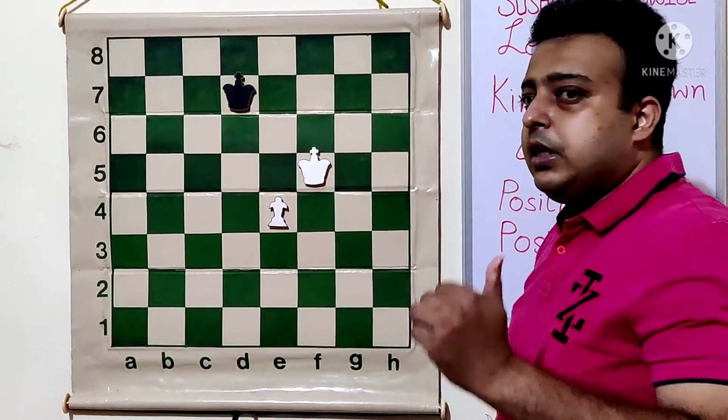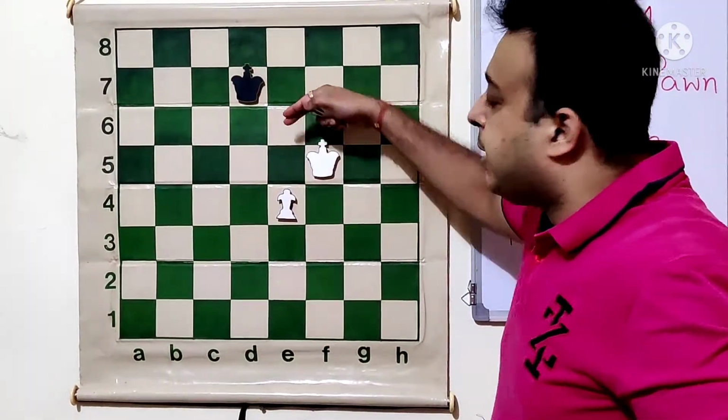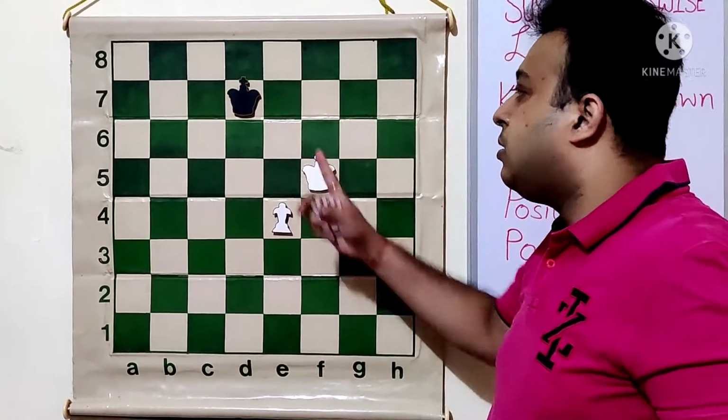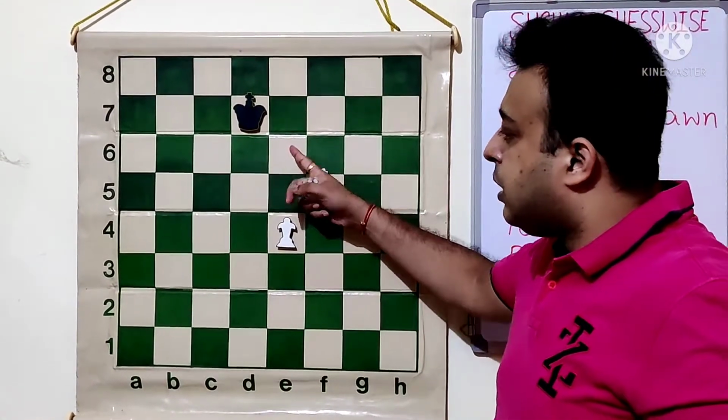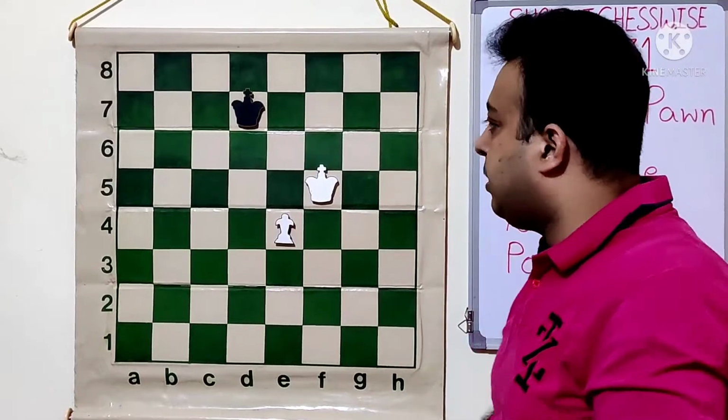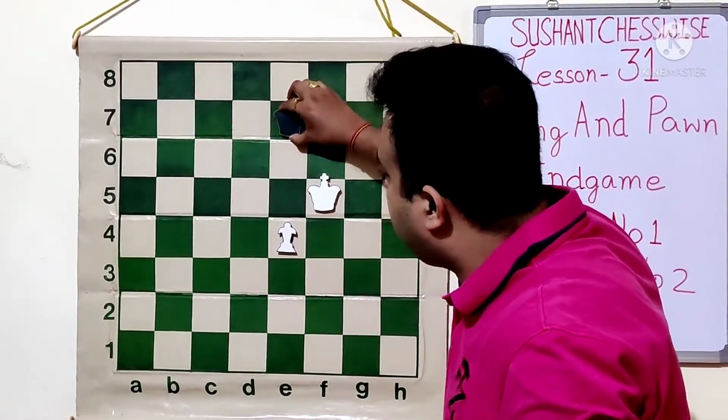Now the main destination is the 6th rank. Once the white king reaches the 6th rank, the position will become winning for white. So white wants two things: the king on the 6th rank and the pawn has to be behind it. So very important stage now.